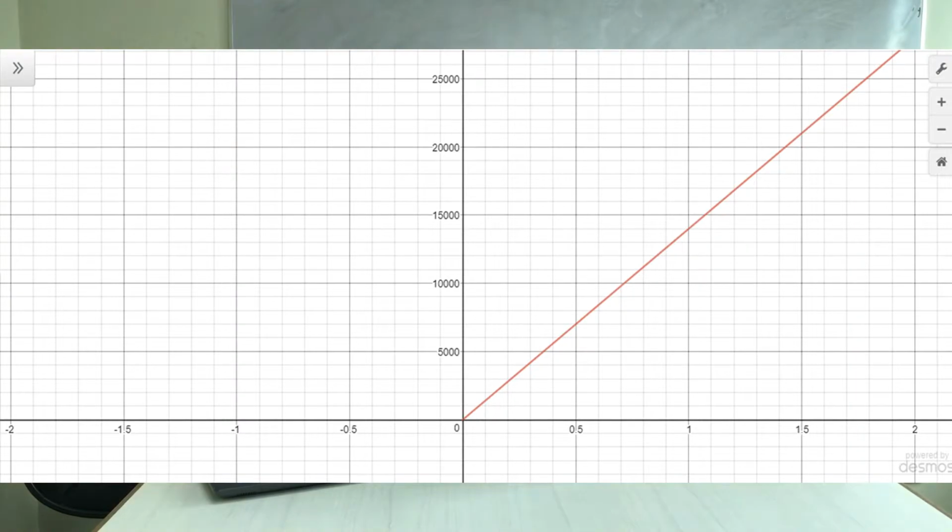Next, this is the graph of Q equals 14,000 m.